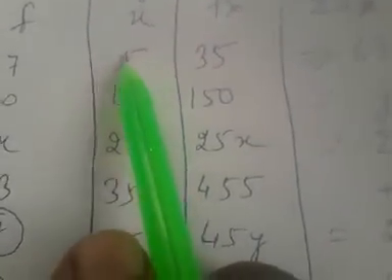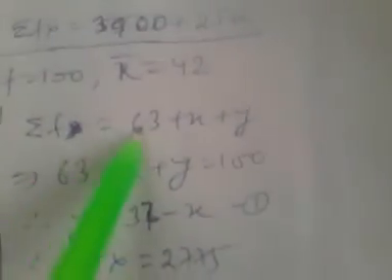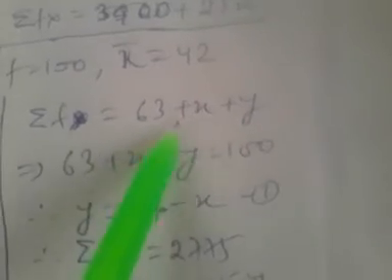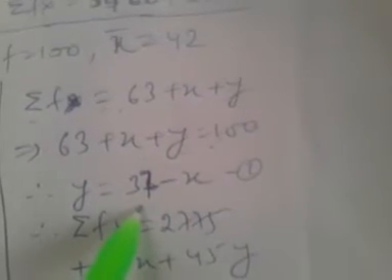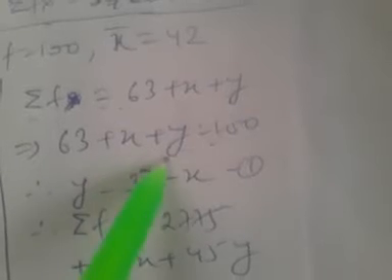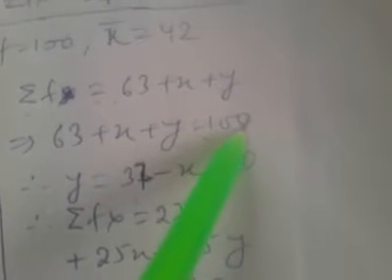First of all we will find out summation f. Here we will find all the summations, which is equal to 100. When we add all the frequencies, we get 63 plus x plus y. But summation f is equal to 100. So x plus y is equal to 100 minus 63, that is equal to 37.